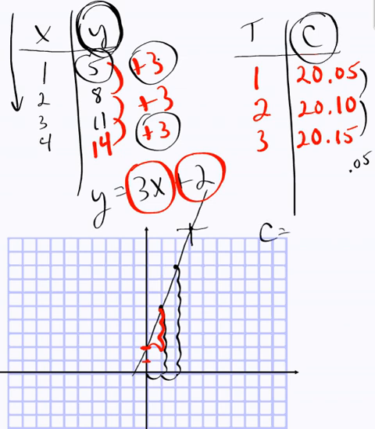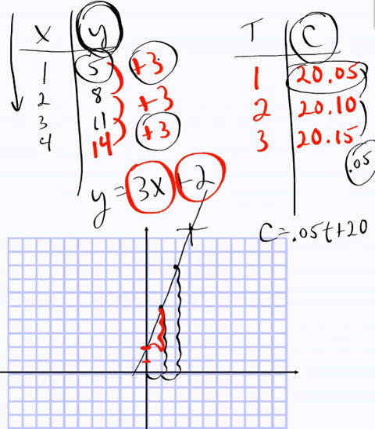Cost is equal to 0.05 times the amount we talk, plus, what's the difference between 0.05 and $20.05? You're right, $20. There we go. That is our formula. How could we prove it?